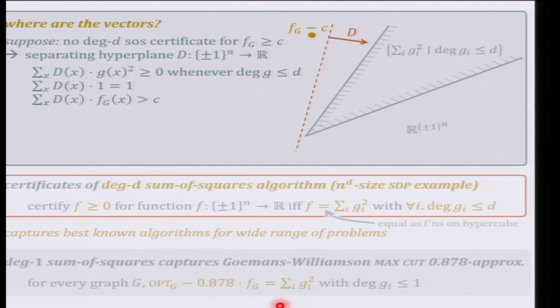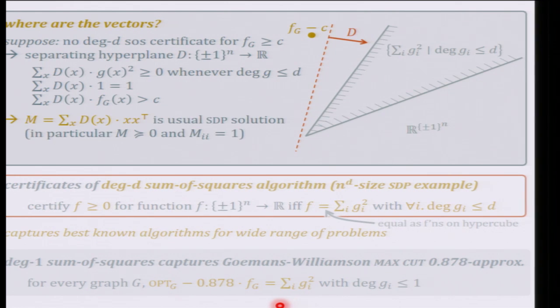So this property means that every square of a low degree function is on one side of the hyperplane. And this property means that our function C minus F sub G is on the other side of the hyperplane. And this here is just some normalization. Okay, so these are three properties that the hyperplane satisfies.